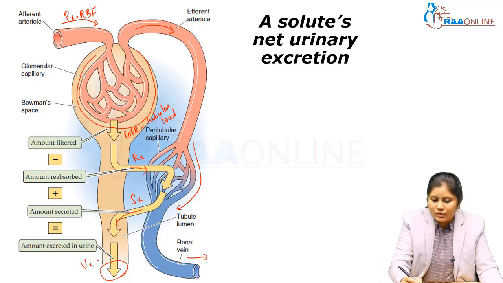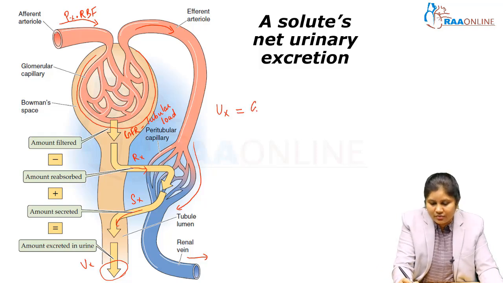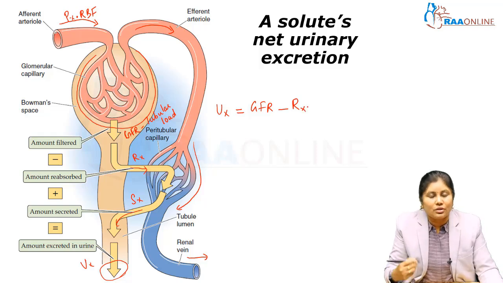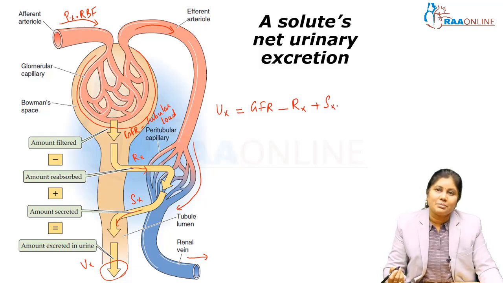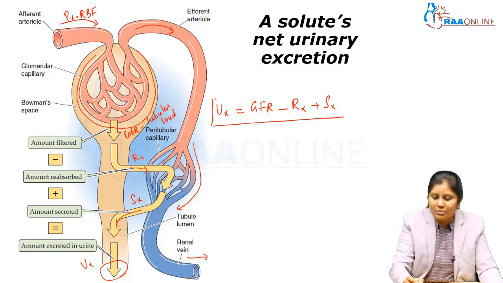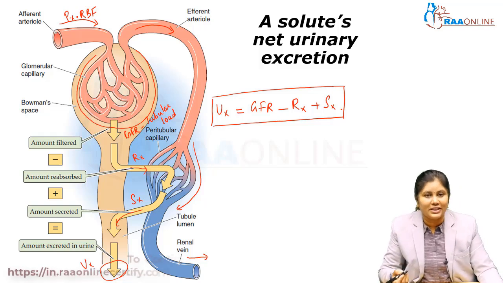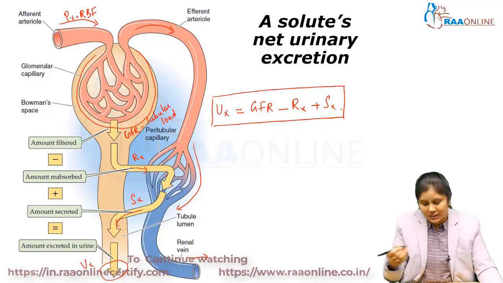So the solute that is excreted, Ux, we can represent as Ux equals GFR, that is the filtered load, minus Rx, that is the amount of the substance that is reabsorbed, plus Sx, that is the amount of the substance that is secreted. This is what actually determines how much solute is to be excreted in the urine. We'll be seeing a lot in detail about this concept in the further slides.